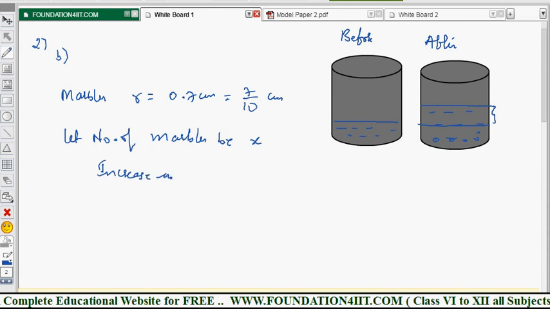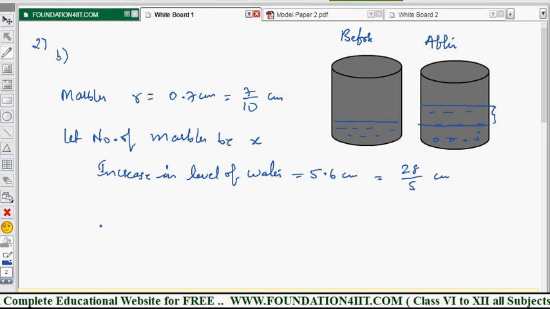Okay, the increase in the level of water is 5.6 centimeters. That is 56 by 10, which you can write as 28 by 5 centimeters. Now according to the question, the number of marbles is nothing but the increased volume of the water.